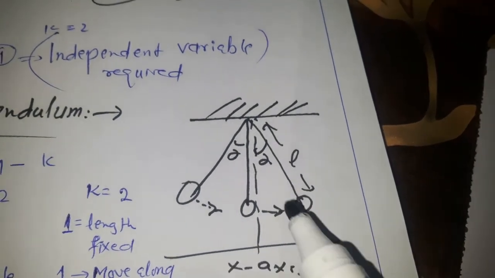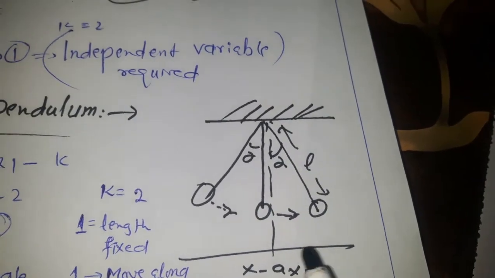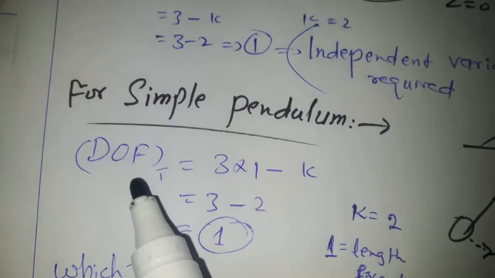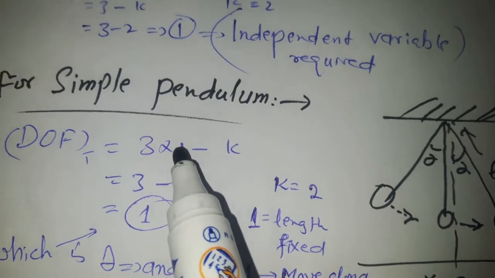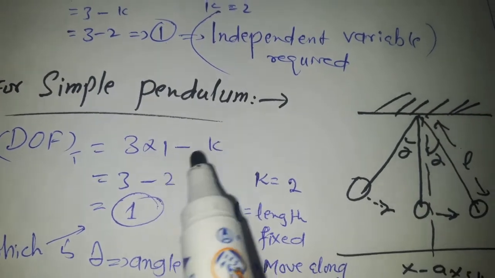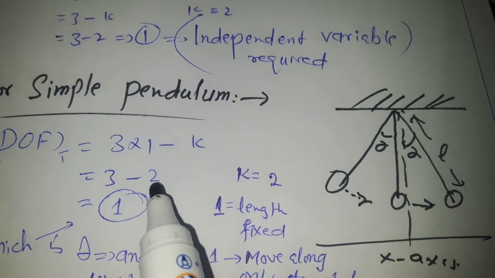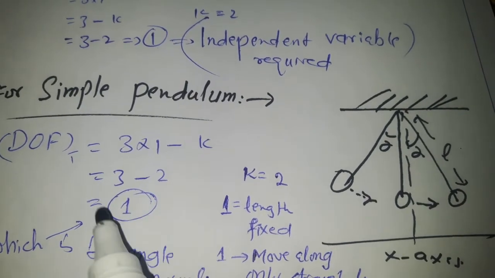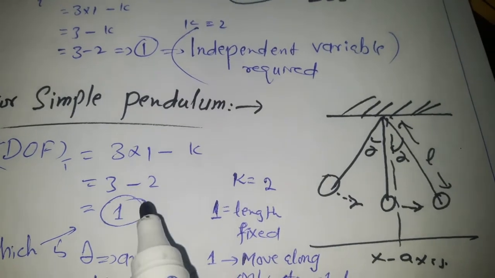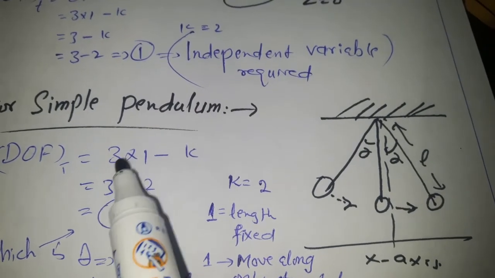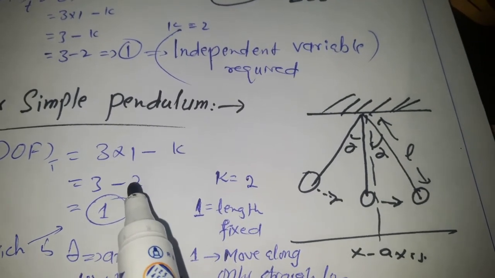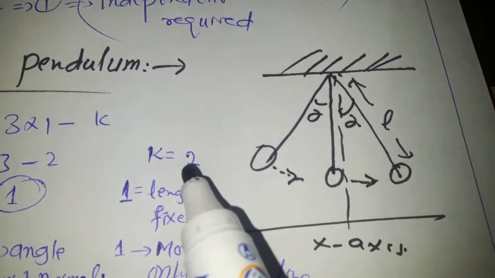So what are those constraints? Those constraints are that, in this case, the length of this pendulum is fixed. And the second thing is that the pendulum can only move along one axis. So these are the two constraints. For that reason the k value is equal to 2.